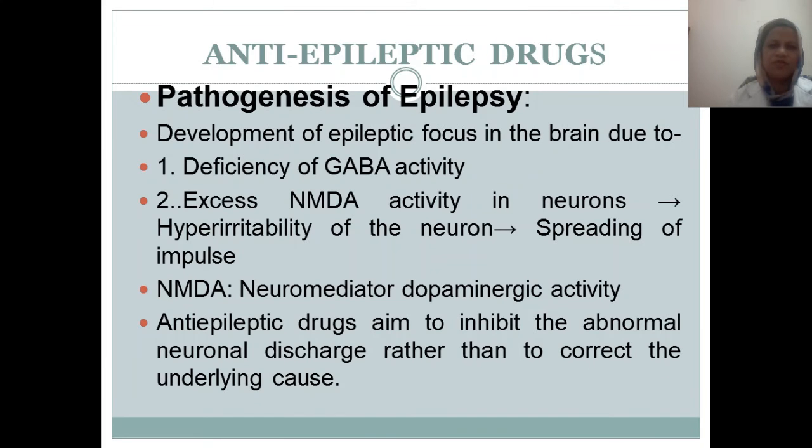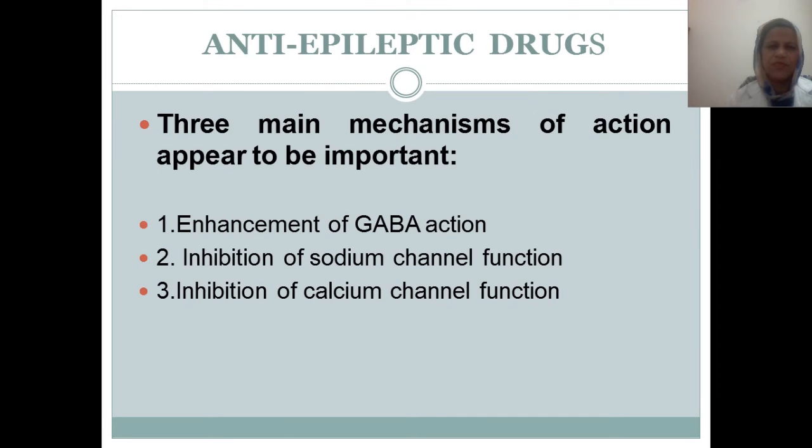Now, the pathogenesis of epilepsy. Development of an epileptic focus in the brain due to deficiency of GABA activity, excess NMDA neuromediated dopaminergic activity in neurons, hyperirritability of the neuron, and spreading of impulse. Anti-epileptic drugs aim to inhibit the abnormal neuronal discharge rather than to correct the underlying cause. The main mechanisms of action appear to be important: enhancement of GABA action, inhibition of sodium channel function, inhibition of calcium channel function.